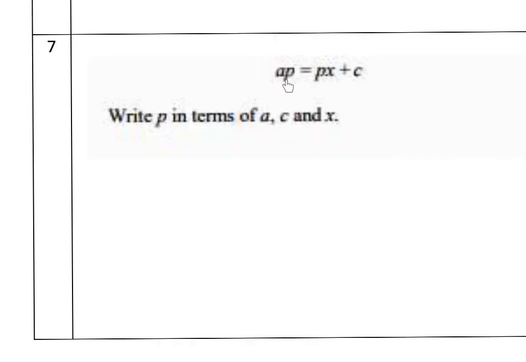Number 7, AB equals BX plus C. Write B in terms of A, C, and X. I need B as the subject, but we have two B's. So what should we do?